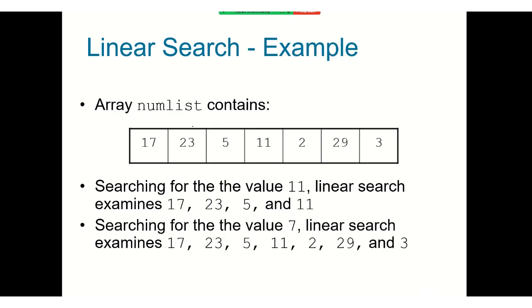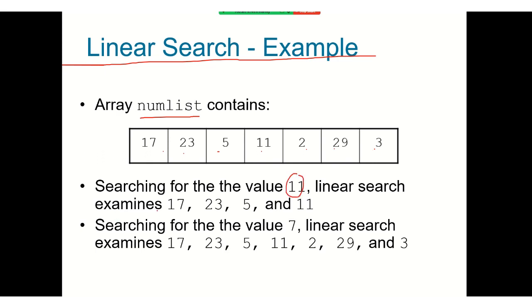So, what does it look like? I mean, linear search algorithm, what does it look like if you just do it by hand, not programmatically, but if you were trying to do it manually? So, if you have an array, this one, num list, it contains these elements: 17, 13, 5, 11, 2, 29, 3. You are searching for 11.